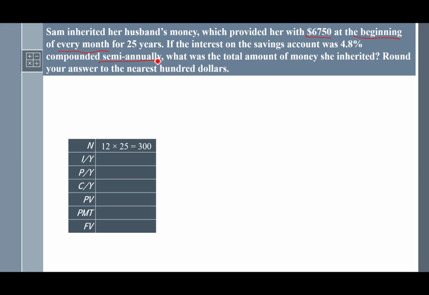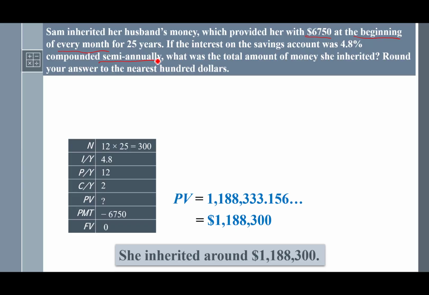N is 25 times 12, that's 300. Interest rate 4.8. PY is 12 because monthly. CY is 2 semi-annually. We're looking for the present value. PMT is 6750. Future value is 0. CPT PV shows us that she inherited $1,188,300 point whatever. They said round to the nearest $100, so that's why the answer is without decimal, without the tenths and ones.